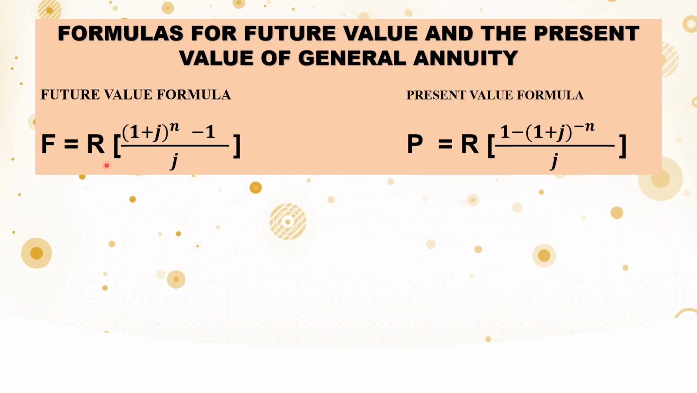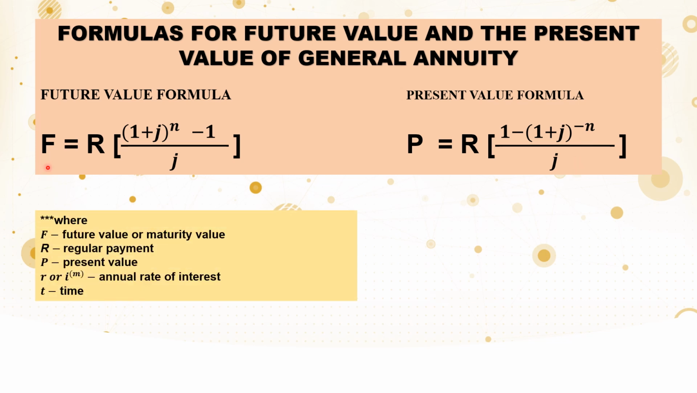In finding the future value and the present value of general annuity, we are going to use the following formulas. For the future value formula, we have F equals R times the quantity 1 plus J raised to N, minus 1, over J. And for the present value formula, we have P equals R times the quantity 1 minus the quantity 1 plus J raised to negative N, over J.